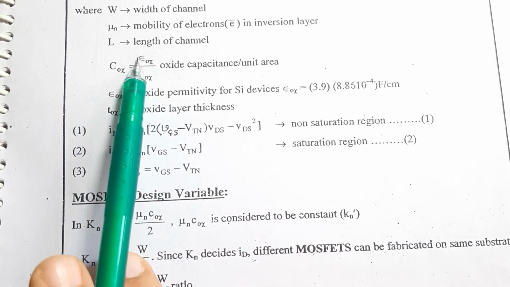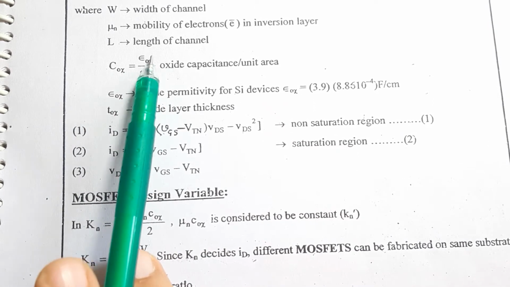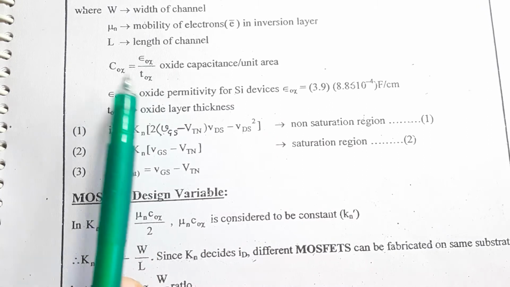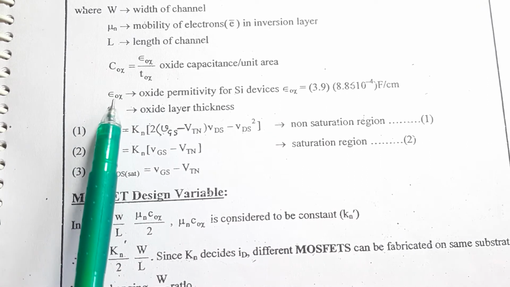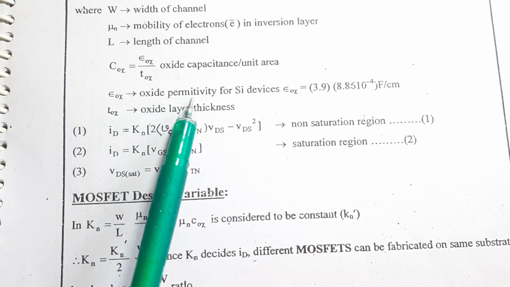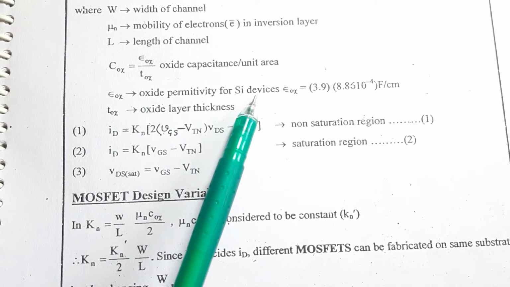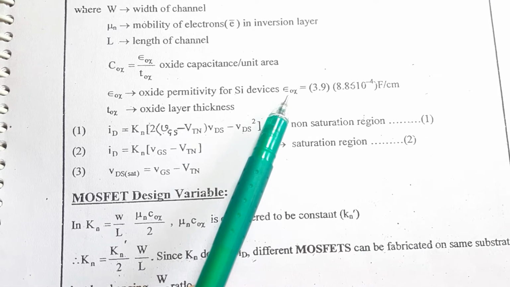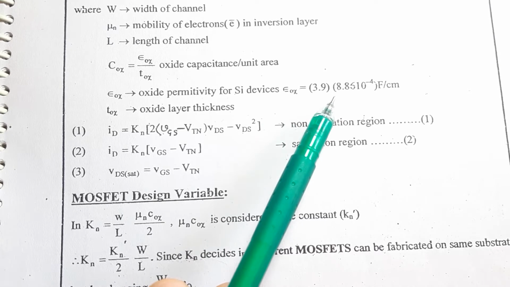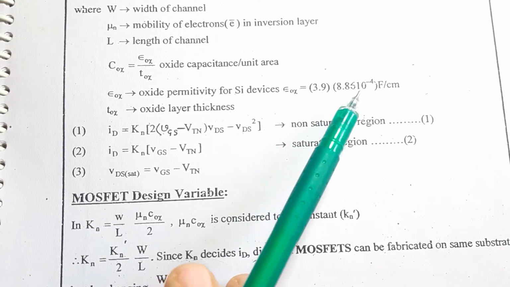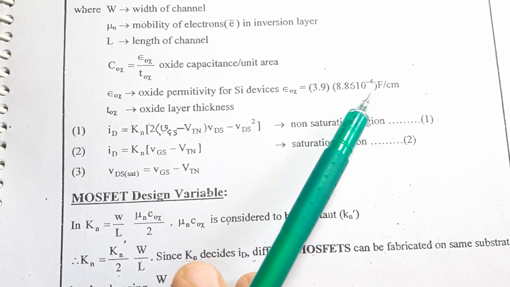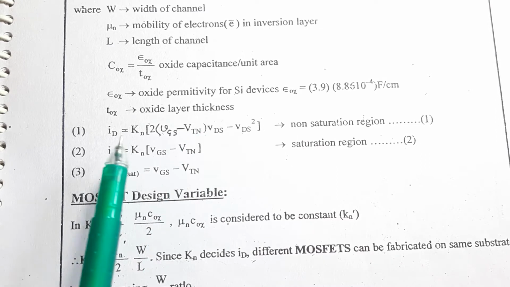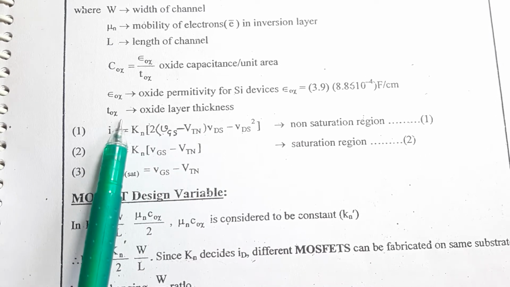Generally these terminologies won't be given. A constant term for COX will be given. The epsilon OX is nothing but the oxide permittivity for silicon devices, and epsilon for OX is given by 3.9 into 8.8614 into 10 raised to power minus 4. Now the thickness of the oxide layer is denoted by TOX.